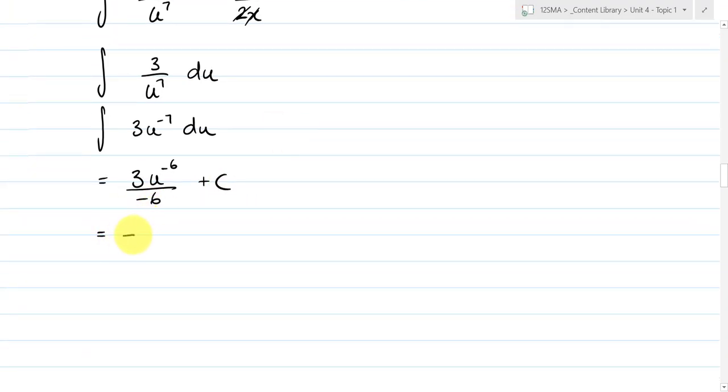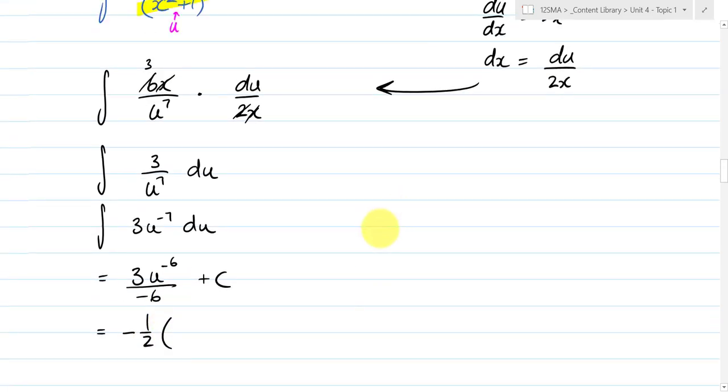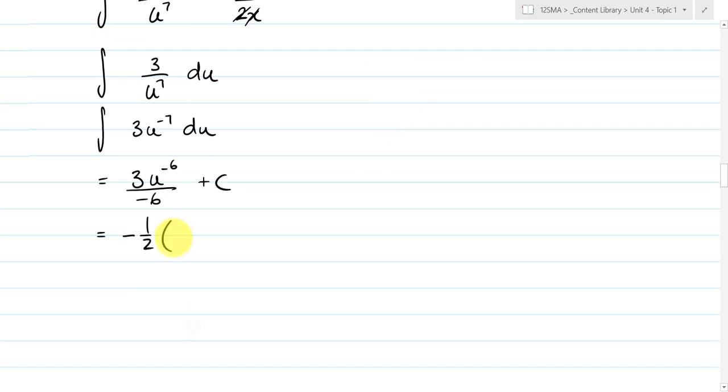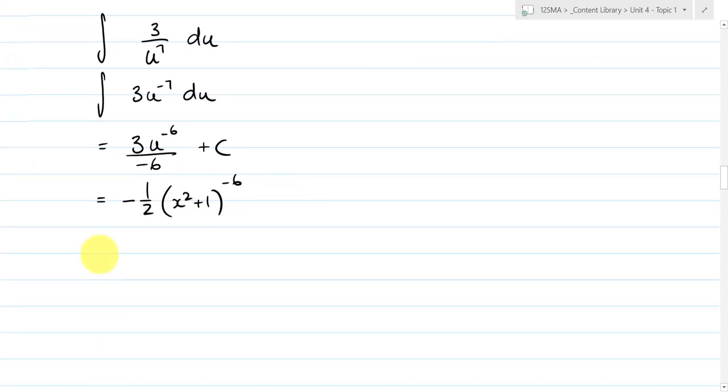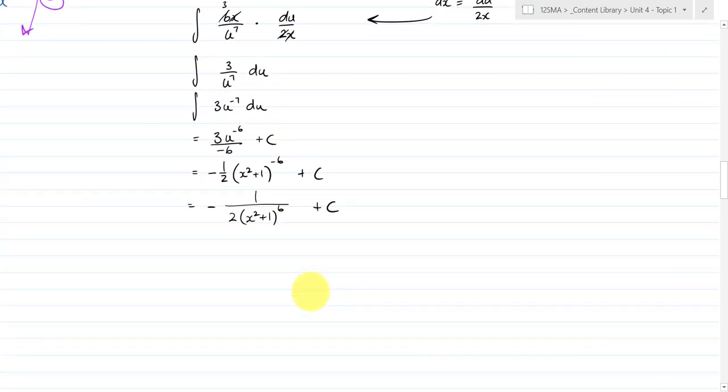So 3 over 6 is negative a half, and actually, well, I'll do the substitution out. u is x² + 1, (x² + 1) to the power of negative 6, but I might put that back together as one fraction, negative 1 over 2(x² + 1)⁶. So I'll put that negative 6 and change the power to be in the denominator. And of course, I've almost forgotten to finish off with a plus c the whole way down. So don't forget that with an integration.